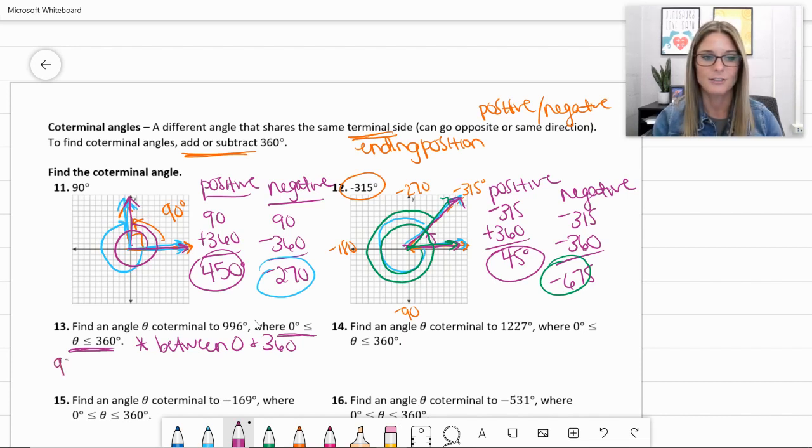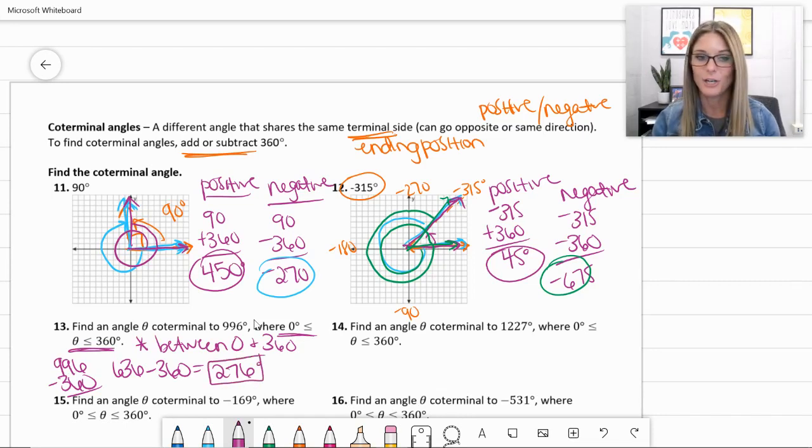So take 996 to find coterminals, just add or subtract 360. Since I'm trying to make it between 0 and 360, let's subtract 360. That gives us 636. Are we done? Are we between 0 and 360? Not yet. So subtract 360 again, gives us 276 degrees. 276 is coterminal with 996, and it also falls between 0 and 360.